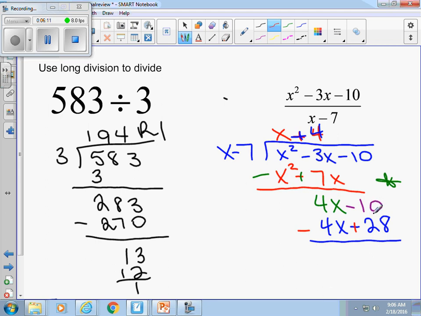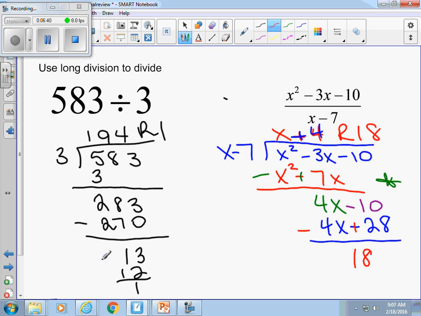18. Does x multiply by anything to give you 18? No, so this is the remainder. So x plus 4, remainder 18. Done. How many of you, now that we did it, remember doing polynomial long division? It's been a while, but no? Is it as bad as you remember it being?